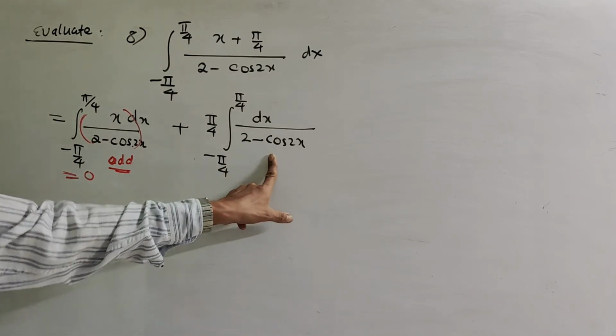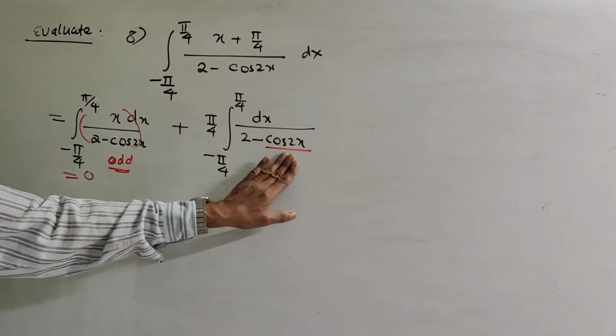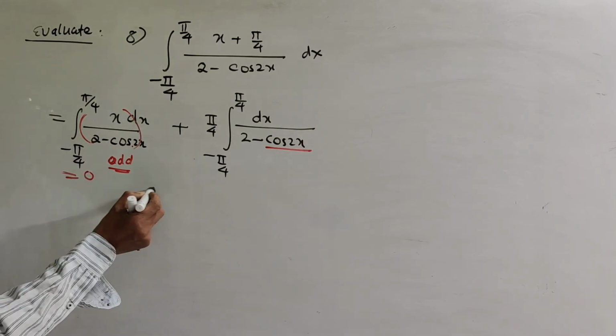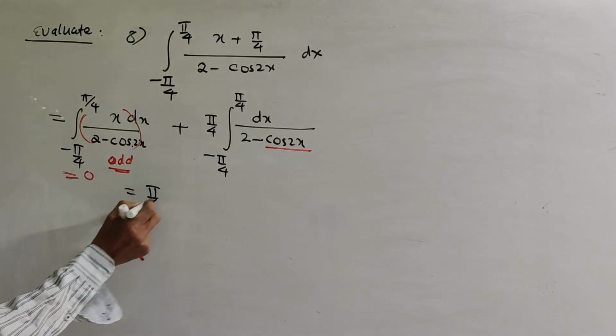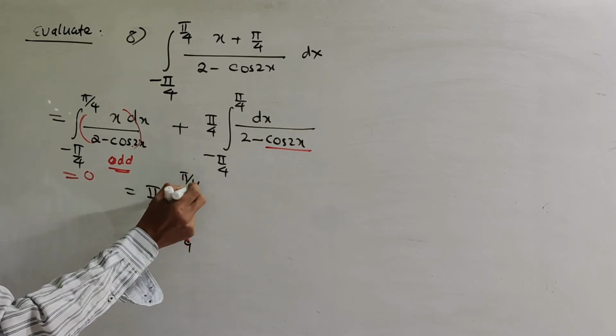Now it remains to find the value of this integral. We evaluate this integral only, and this cos 2x we can write as 2 cos square x minus 1, or we write it as 1 minus 2 sin square x. So this is pi by 4 integral from minus pi by 4 to plus pi by 4.